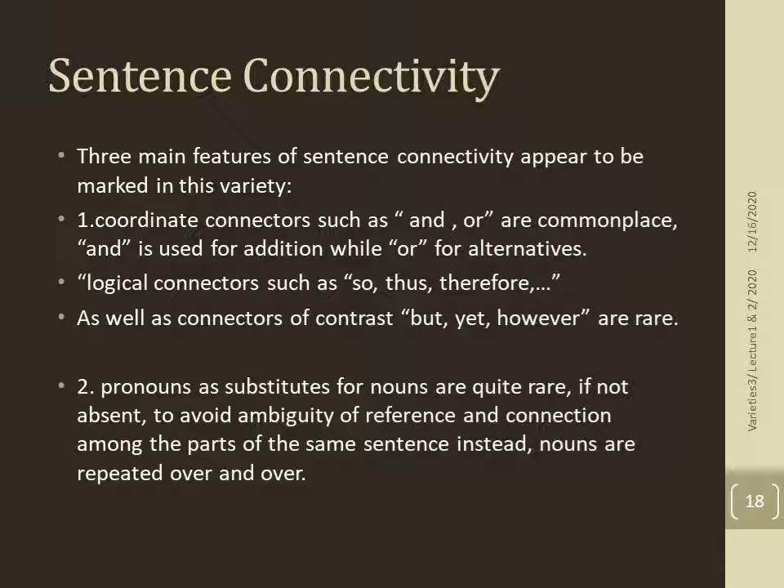Pronouns such as they or them or he or she are absent in order to avoid ambiguity of reference and connection among the parts of the same sentence. Instead, nouns are repeated over and over by means of anaphoric items that we will learn about in the next slide.